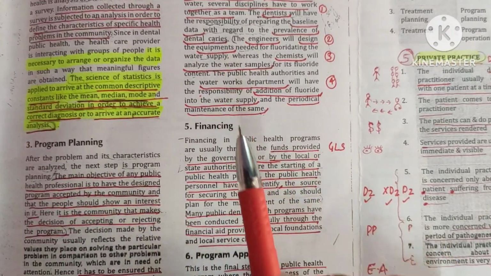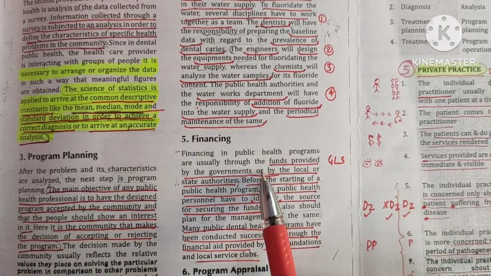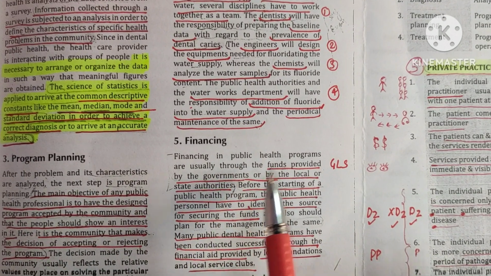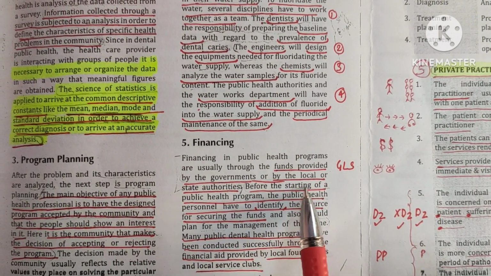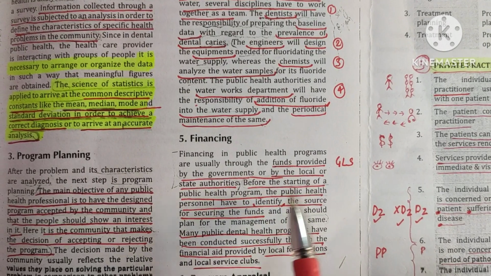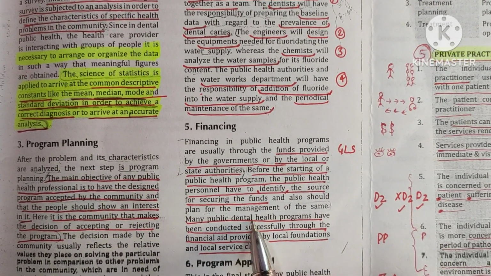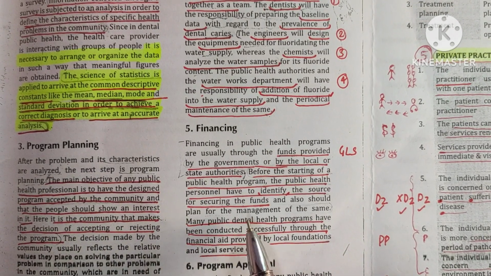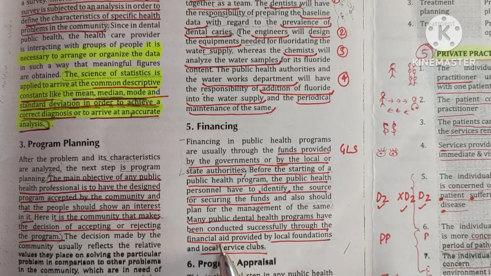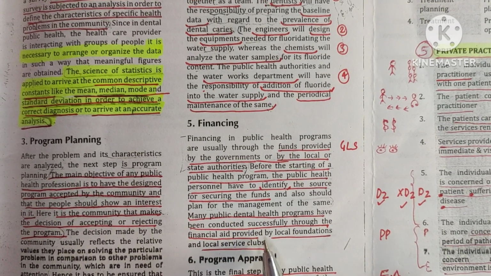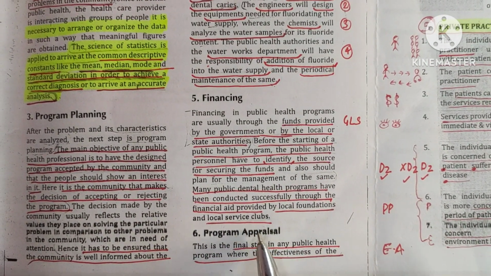Now financing. Who will give the funds for all this? The funds are provided by the government, local and state authorities. Before starting the public health program, the public health personnel have to identify the source of securing the funds. Many dental public health programs have been conducted successfully through the financial aid provided by local foundations and local service clubs.